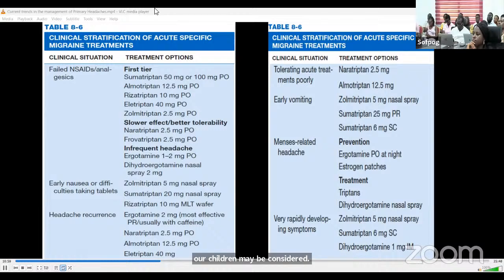If they have menstrually related migraines, then you want to probably consider short-term prevention with estrogen patches or oral contraceptive pills. And if the migraines are developing very rapidly, then you might consider parenteral medication with subcutaneous sumatriptan or the nasal spray.